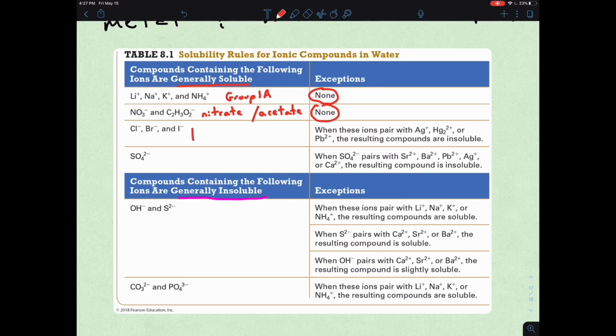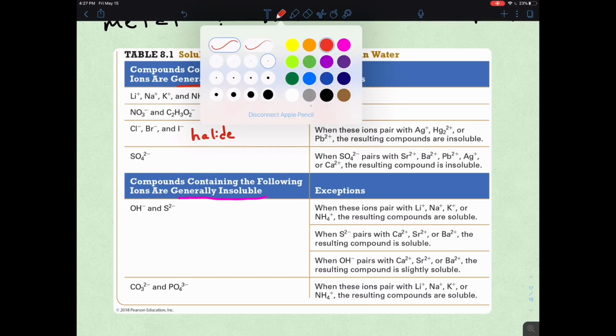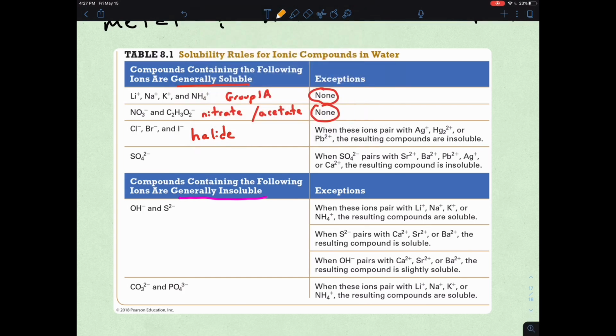We have halides here, but realize that there are some exceptions to the rules as we see it. And so we have to be careful of these ions, such as silver, mercurous or Hg2 2+, and lead 2+, because then all of a sudden these molecules are insoluble.